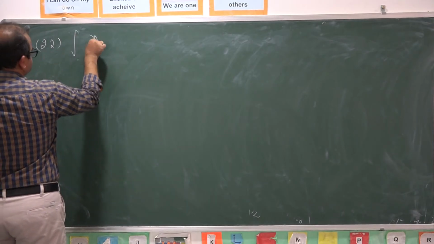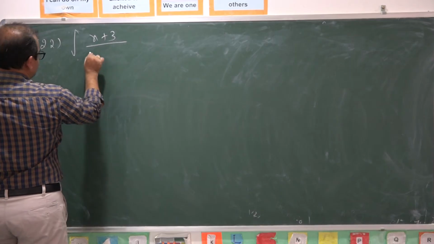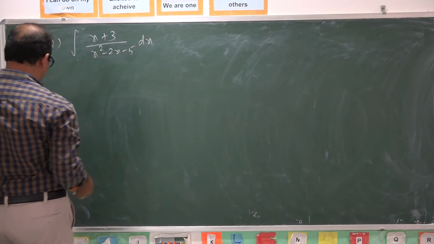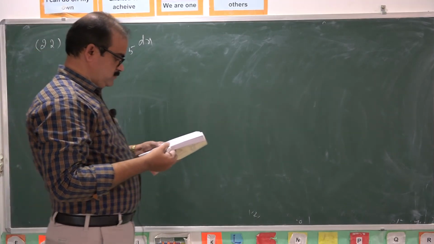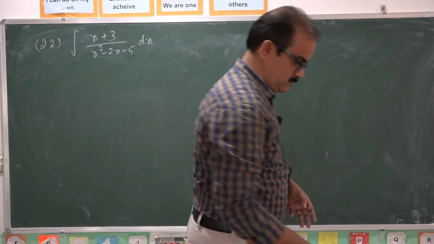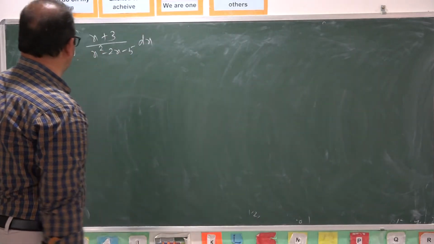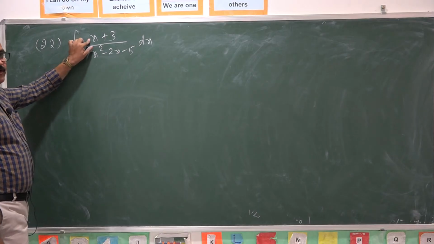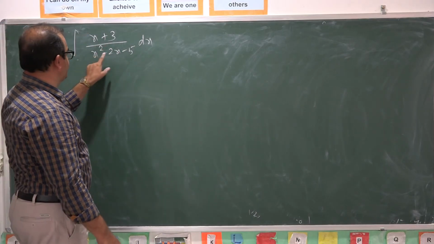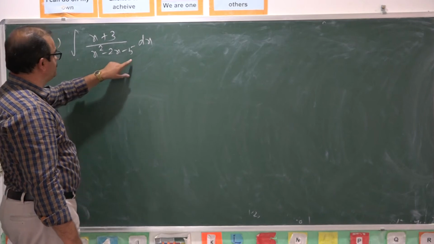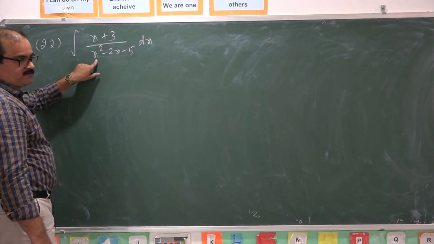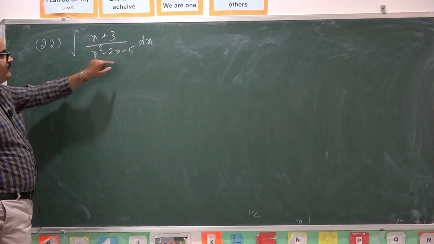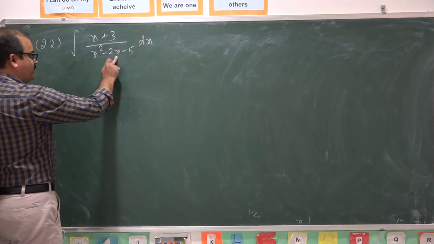Integral of (x + 3) by (x² − 2x − 5) into dx. See here, what is the linear form? x + 3. What is the quadratic form? x² − 2x − 5. This is not the derivative of quadratic form. So you take linear form is equal to a into d by dx of quadratic form plus b.